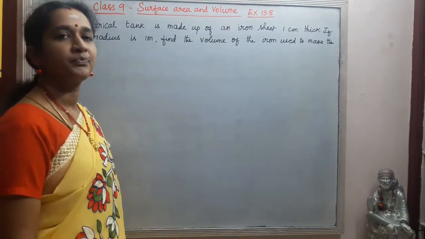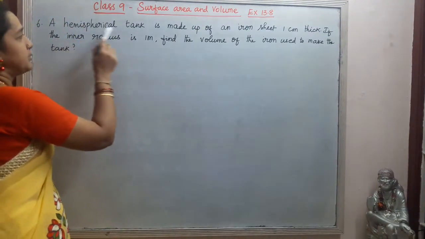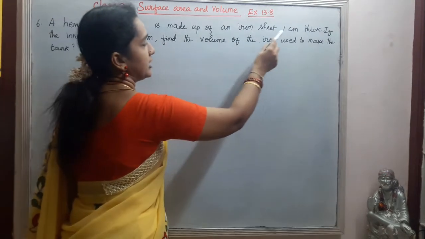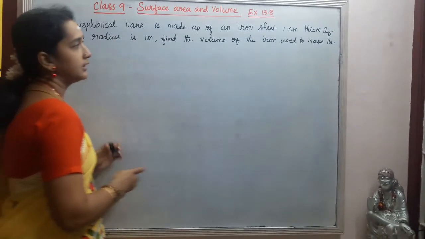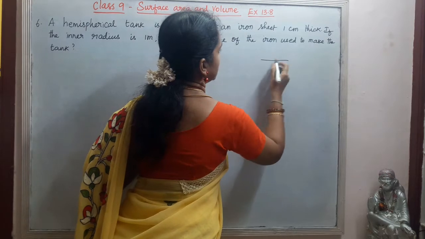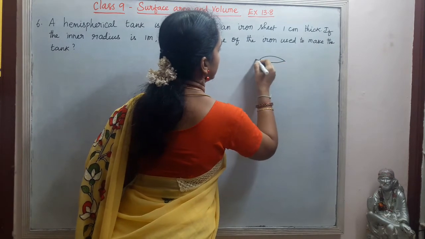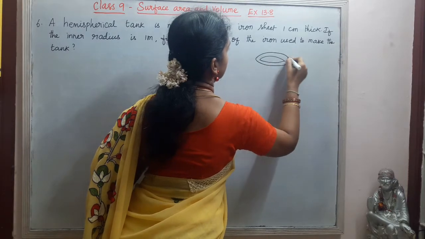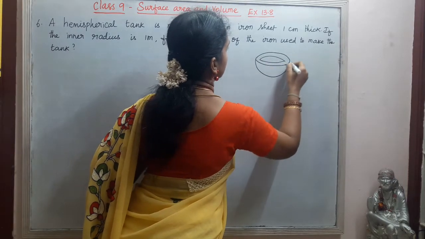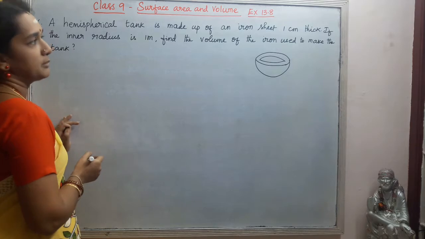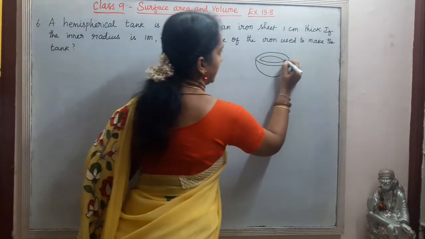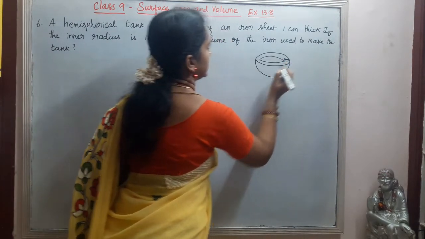Okay. Next sum is, a hemispherical tank is made up of an iron sheet 1 centimeter thick. So a hemispherical tank is there, and that is made up of, like this we are having, the thickness. It is made up of iron sheet 1 centimeter thick. So the thickness is given as 1 centimeter.